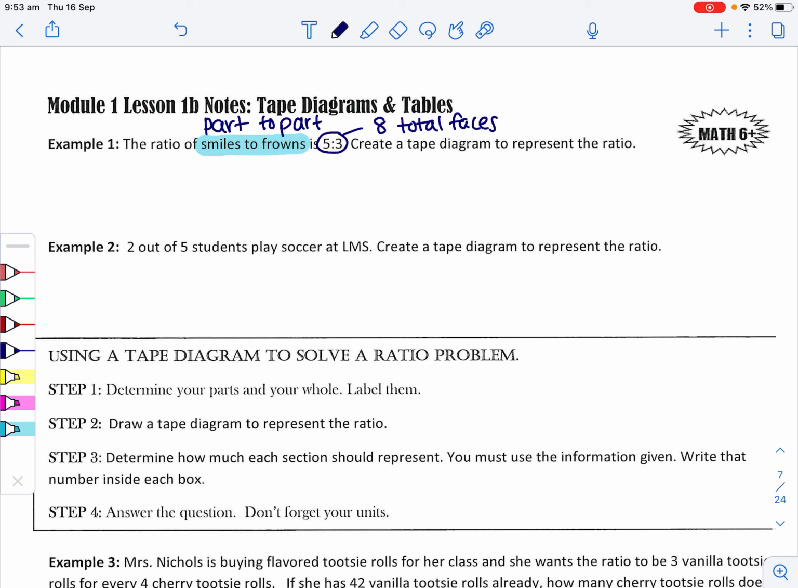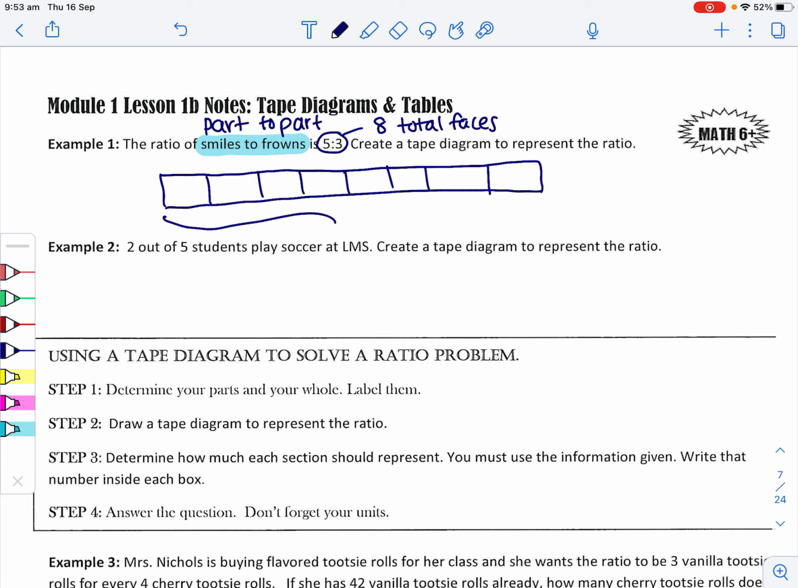So when I create my tape diagram, I'm going to make one long strip here, and then I'm going to cut it into 8 parts. So 1, 2, 3, 4, 5, 6, 7, 8 boxes. And this is going to represent the total faces. So my tape diagram should represent the whole.